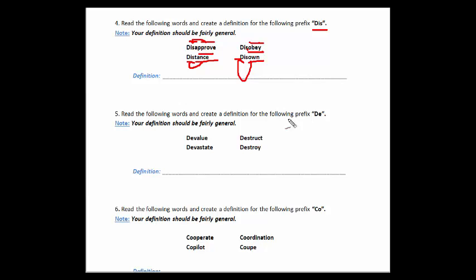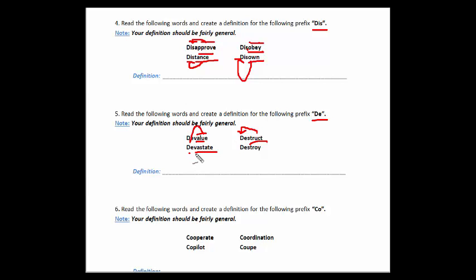Read the following. Create a loose definition for D. Devalue. Value is the root word, when we put a D in front, devalue is going to make it opposite and make it negative. Devalue is going to make it not worth much. Destruct. Struct is like construct, put together, and when we destruct, we're going to take it apart and do opposite, make it negative again.